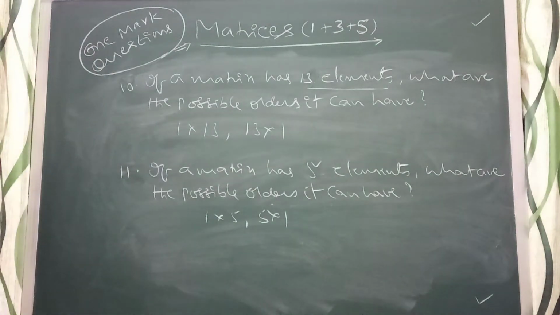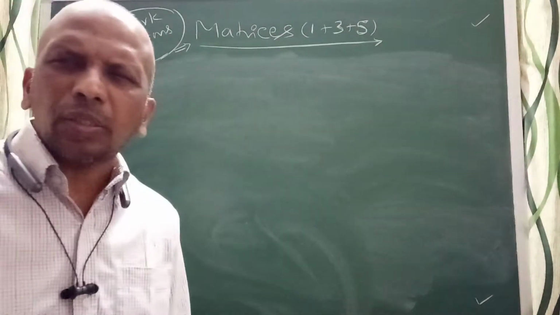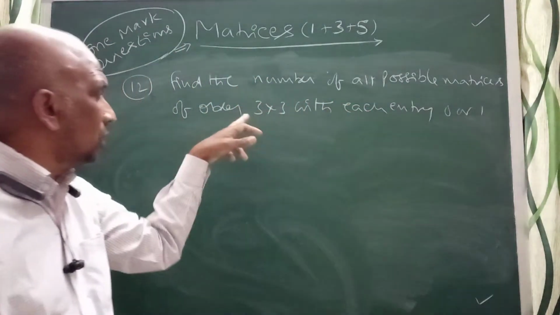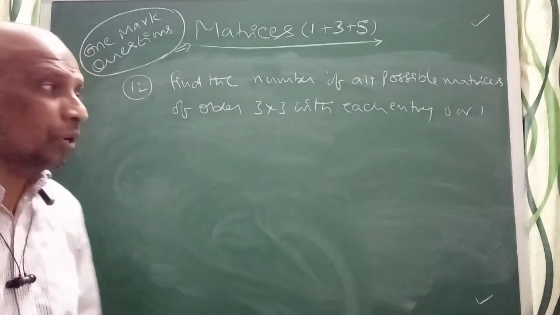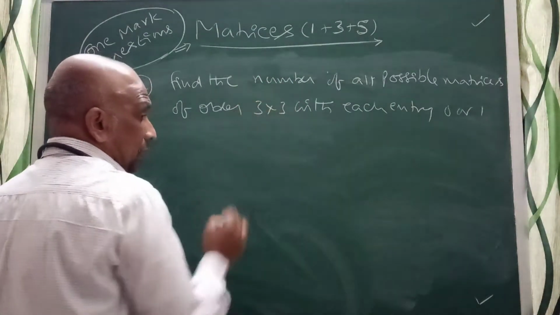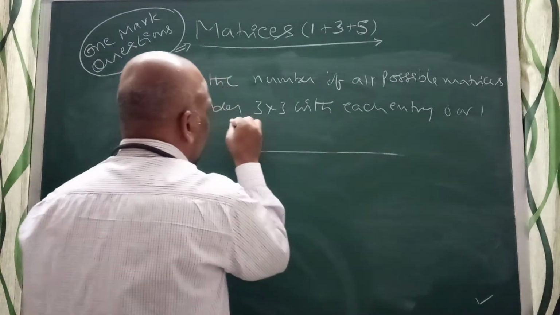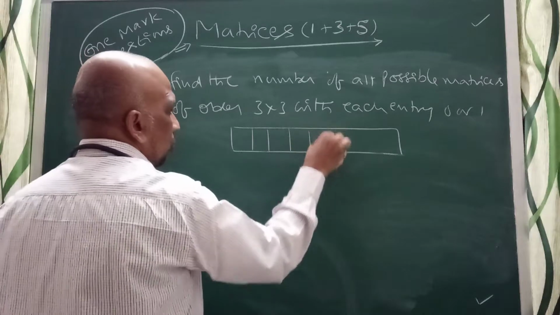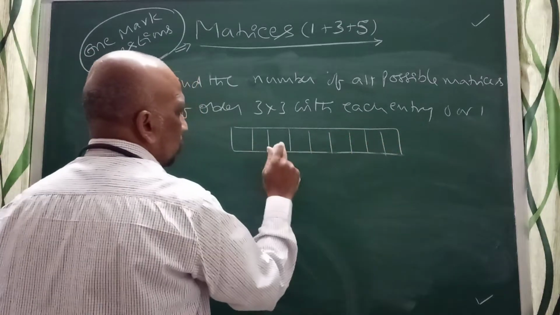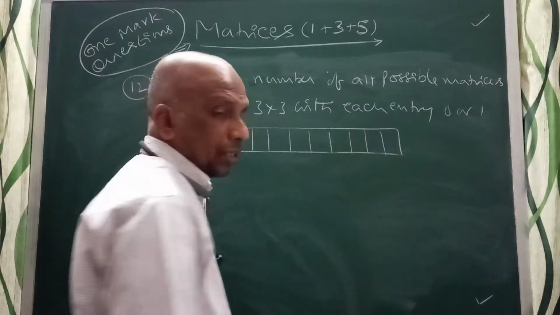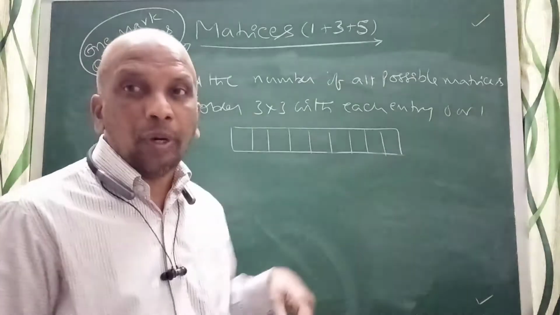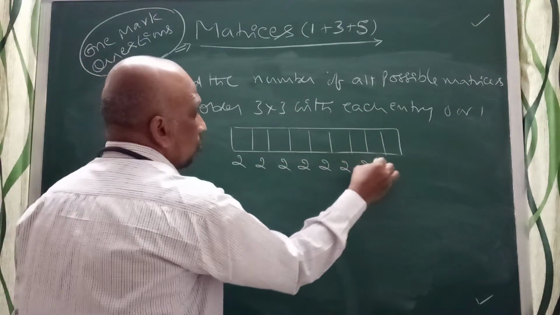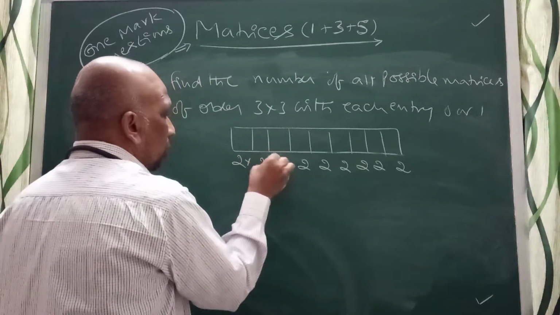Now we'll discuss the next problem. You can see in this problem that you find the number of all possible matrices of order 3 by 3, each entry 0 or 1. This matrix has 9 entries: 1, 2, 3, 4, 5, 6, 7, 8, 9. Each entry is either 0 or 1, so there are 2 ways for each, by the fundamental principle of multiplication.